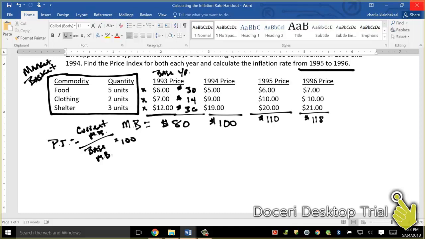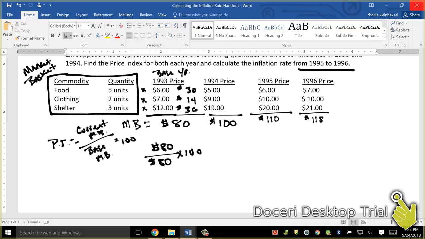Okay? So now I have to plug my numbers in, my market basket values, into that price index formula to convert all this info, all these market basket values, into a price index. Okay? So we're going to do that for 1993. The current value is going to be $80 divided by the base value, also going to be 80 because that's my base year, times 100.